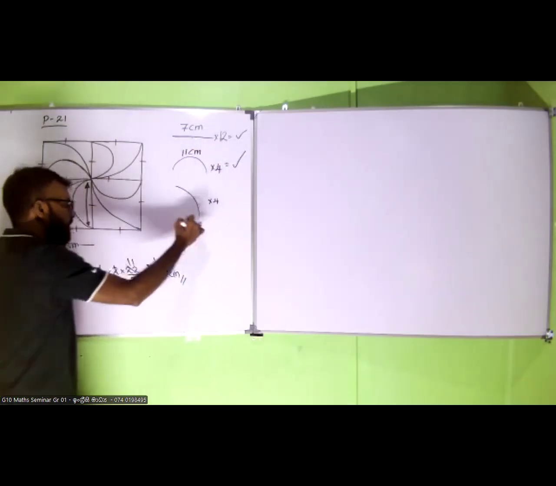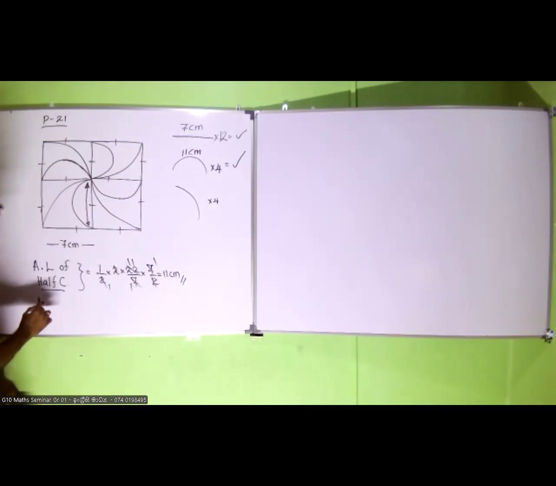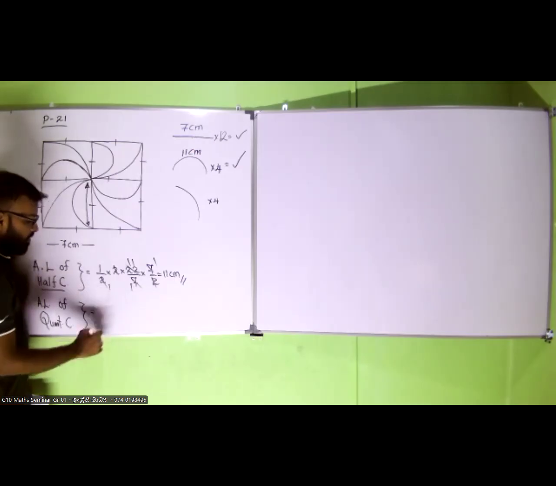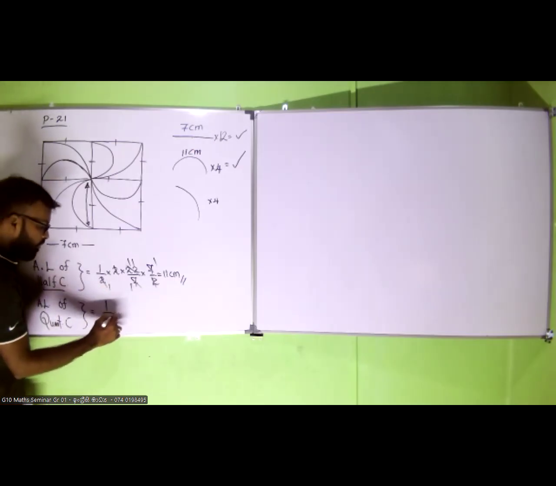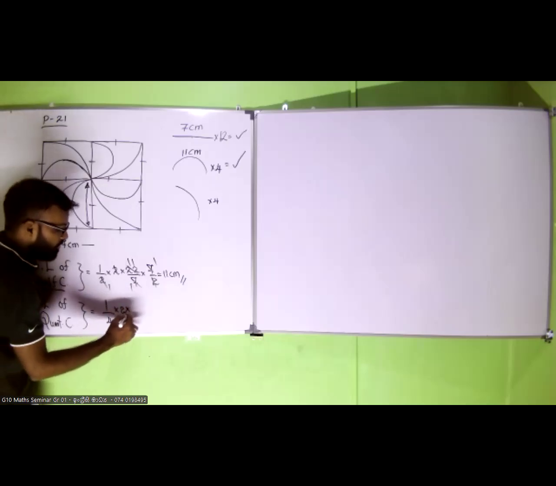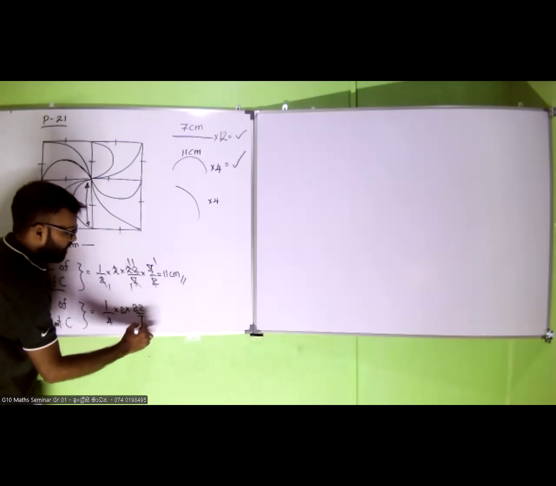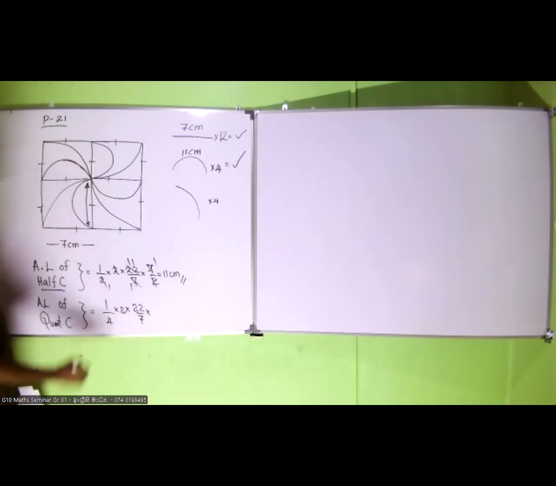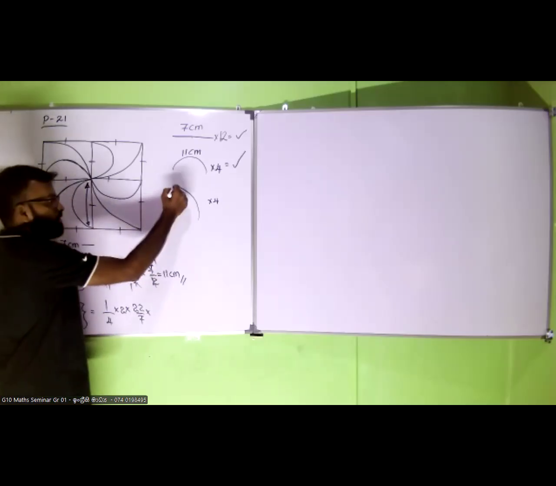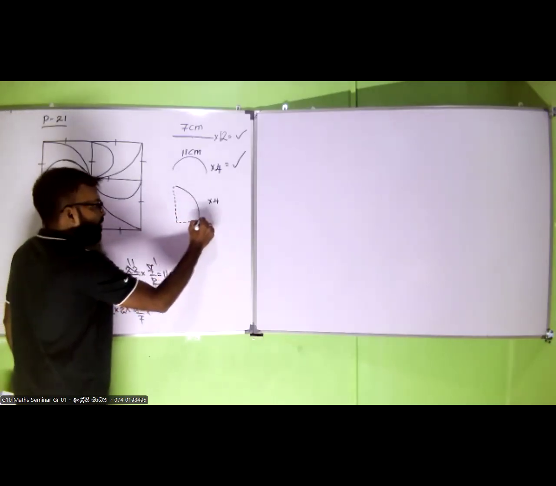Done. Part of circle. Arc length of part of circle. Part of circle. Fraction is 1 upon 4. Fraction is 1 upon 4. Multiply 2 times 22 upon 7. Multiply. This is a part of circle. Right? This is something like this. Part of circle.